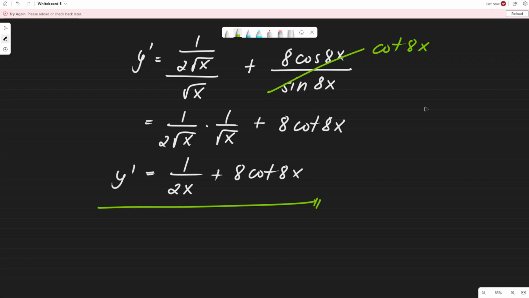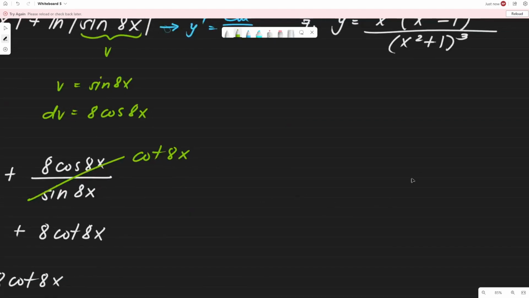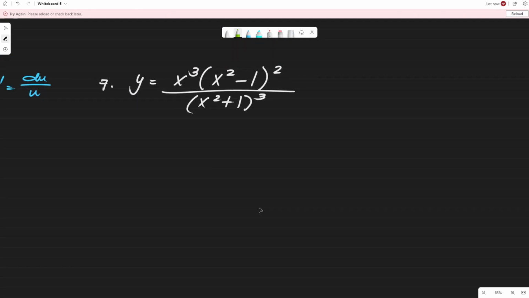Okay, so for our last example, medyo mahaba ng kaunti. We have y is equal to x cubed times x squared minus 1 quantity squared all over x squared plus 1 quantity cube. So this is quite tedious to solve when you are using our regular formulas, yung sa algebraic. So kapag ganito, you can apply ln.